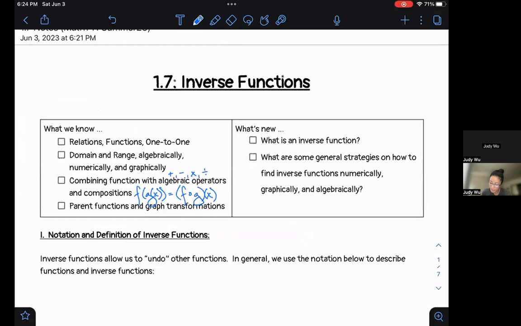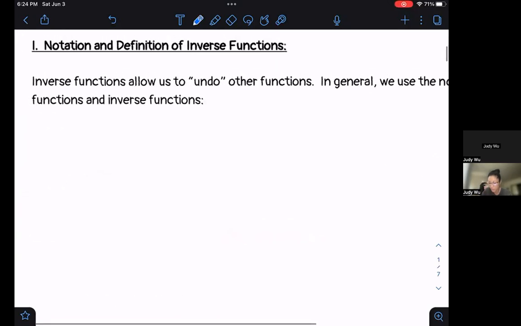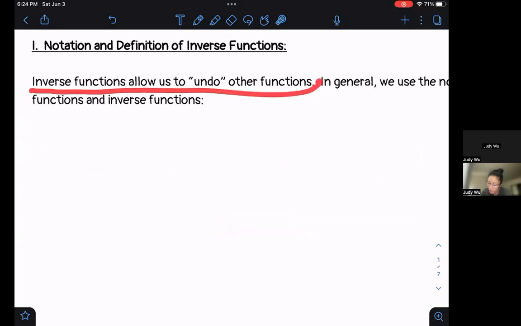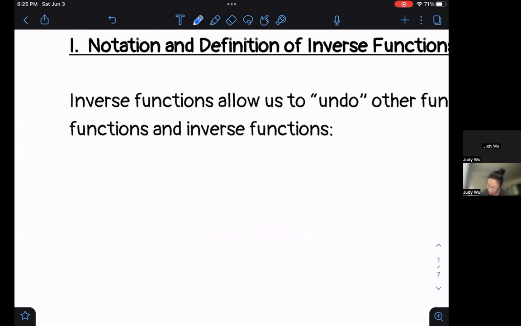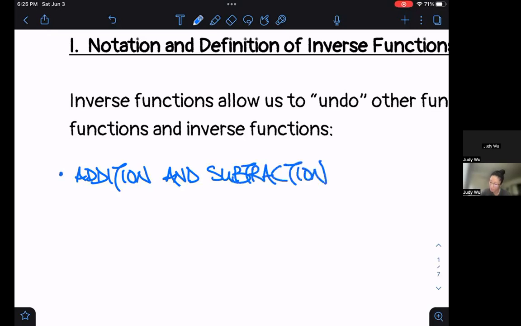All right, let us begin. First up, we're going to talk about notation and definition of inverse functions. So the basic gist of it is that inverse functions allow us to undo other functions, right? And what I mean by that is, let's use some examples, all right? So addition and subtraction are a pair of inverse functions.